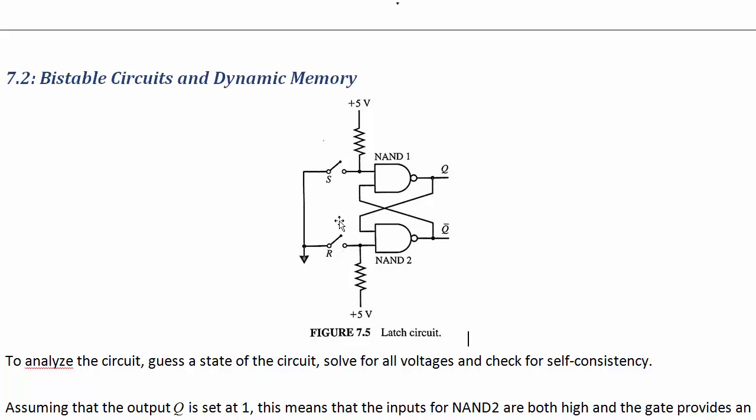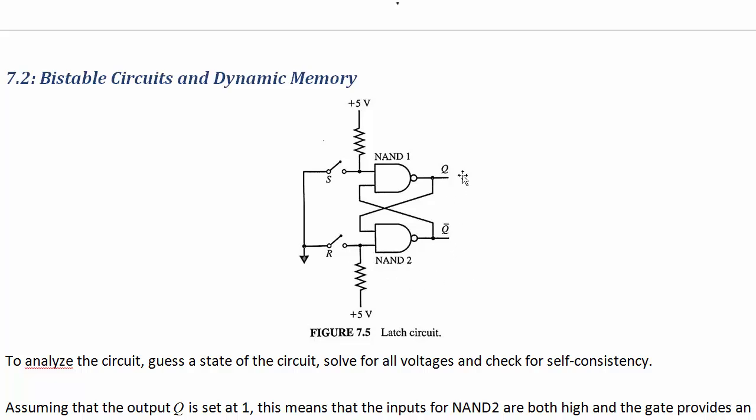Let's see what happens when we push down S or R, called the set and reset buttons or pins. So set, if you put that to a 0, then now one of the inputs here is a 0, which forces the output high, and then we've traced that before, it makes the other output a 0. If we push this down instead, then one of the inputs for this NAND becomes a 0, which forces this output Q bar to high and forces Q to low.